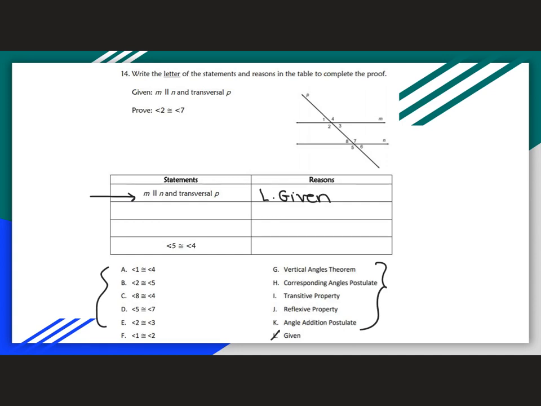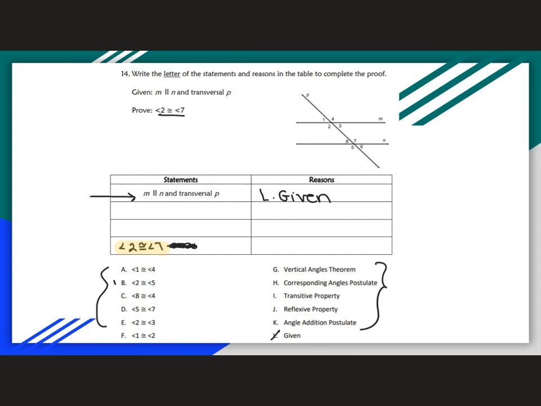Now, there's a slight typo right here. This should say 2 is congruent to 7, so we'll go ahead and fix that. Remember, whatever they ask you to prove always goes in the very last statement box. However, we don't ever use prove as a reason. Notice that in my final statement, it talks about angle 2 and angle 7. So I'm going to look for reasons and statements that will use those two angles.